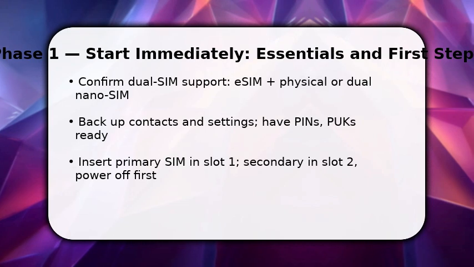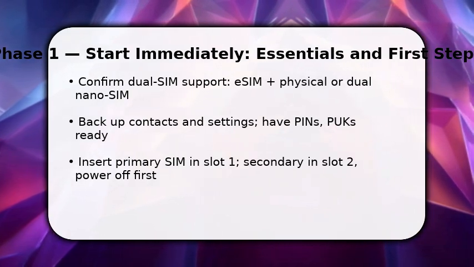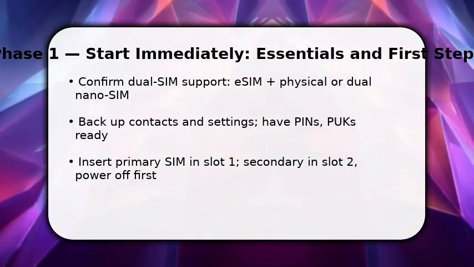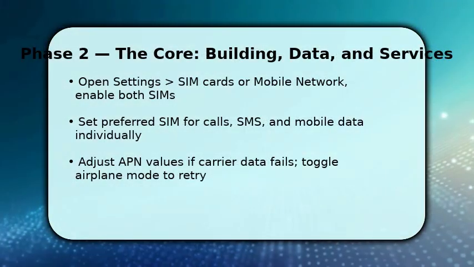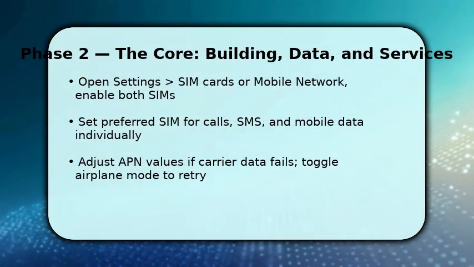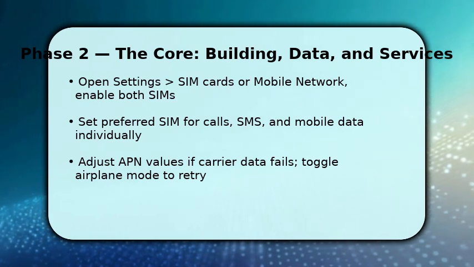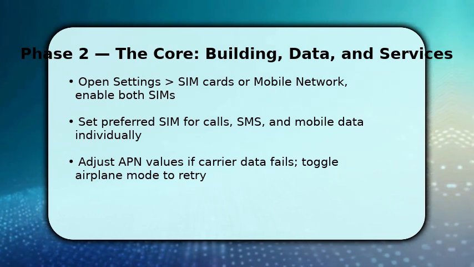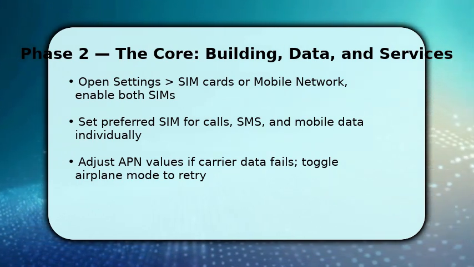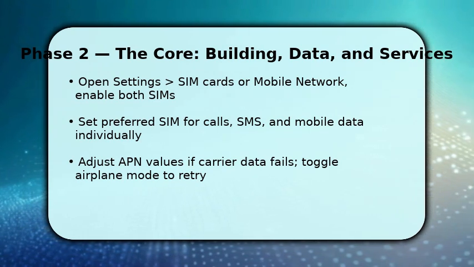Power on. This immediate action prevents errors and gets you into the settings without wasting time, so you can configure profiles next. You now configure how each line behaves. Open settings and find SIM cards or mobile network. Once there, enable both SIMs, then assign one for calls, one for SMS, and choose which handles mobile data.